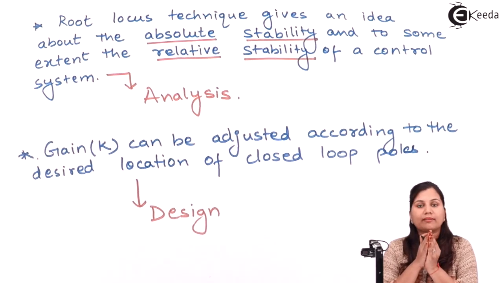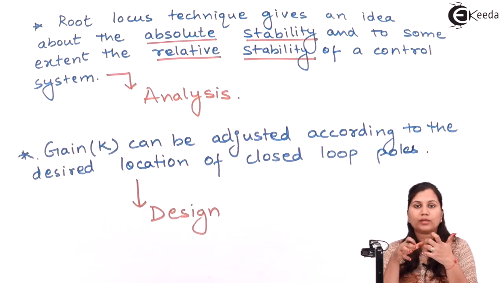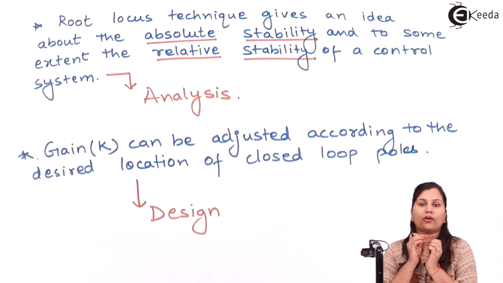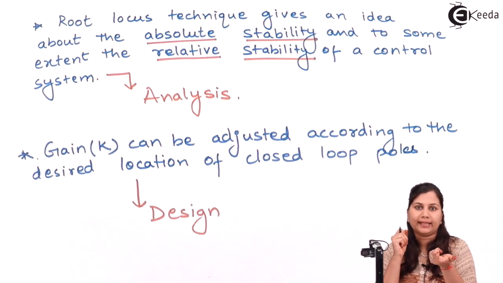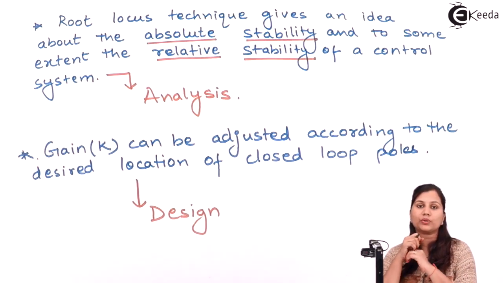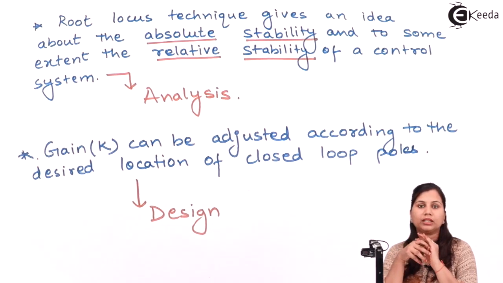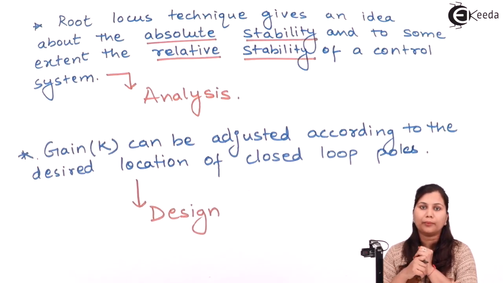So whenever someone asks you what is a root locus technique, then root locus technique is the plot of locus of roots of the characteristic equation with respect to the gain K, and it gives us information about the absolute stability and relative stability, and also it helps in the designing of a control system because we can adjust the gain K according to the desired location of the poles.